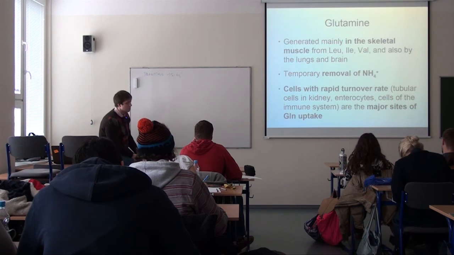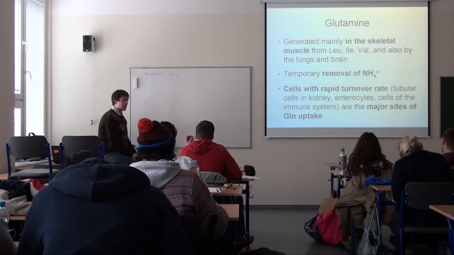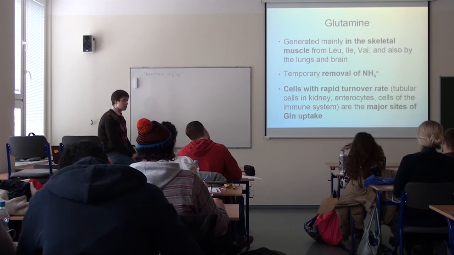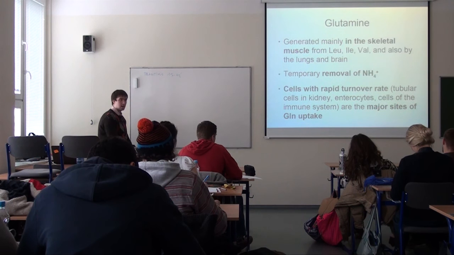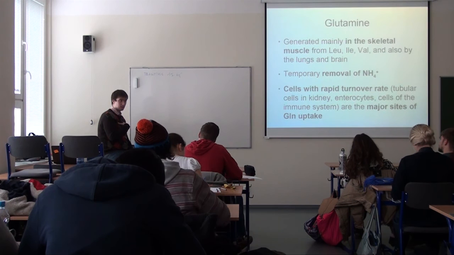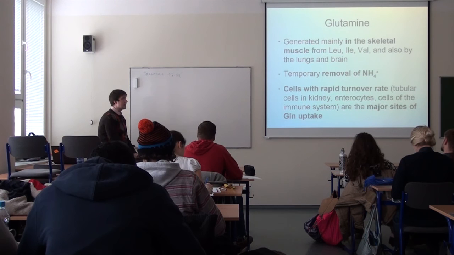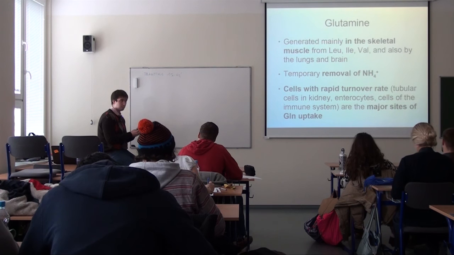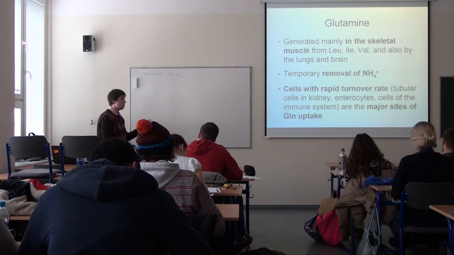You know that glutamine has many roles in our body. The majority of glutamine is produced especially in our muscle cells and especially from the branched chain amino acids. Other important places for glutamine production are our brain and then our lungs. The main role is to remove the toxic ammonia in the places where you produce ammonia. During the degradation of branched chain amino acids, you gain ammonia, so you need to remove it.